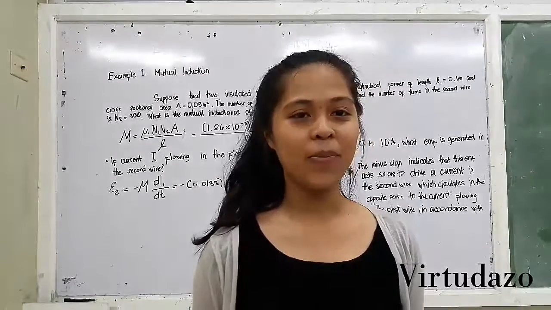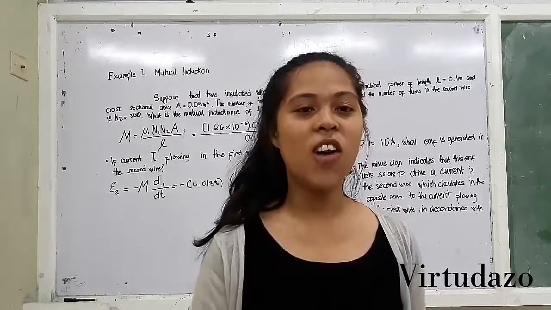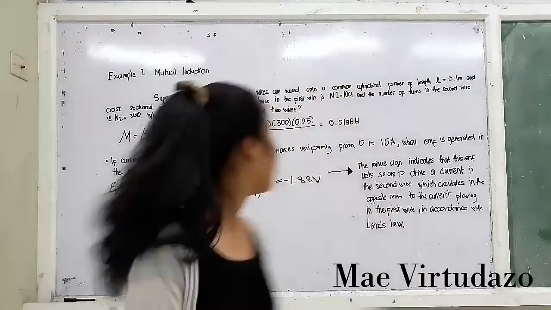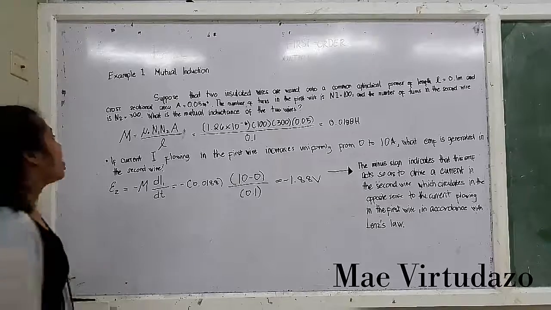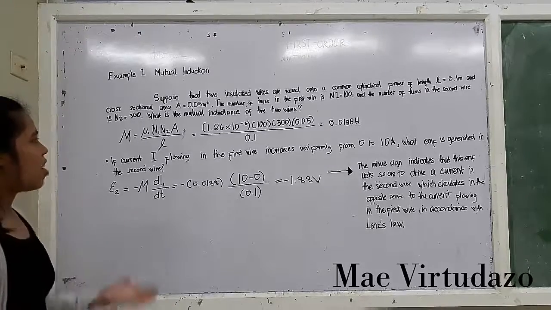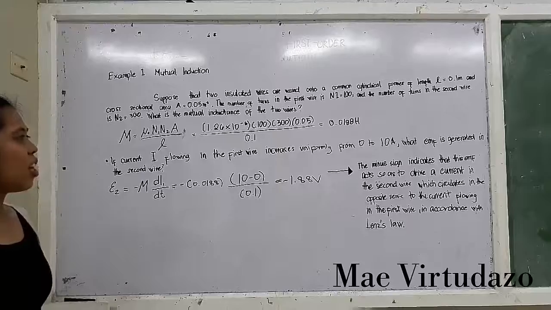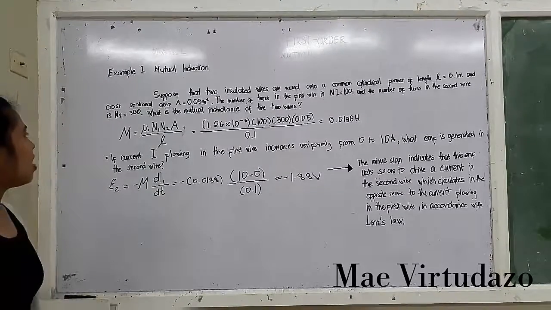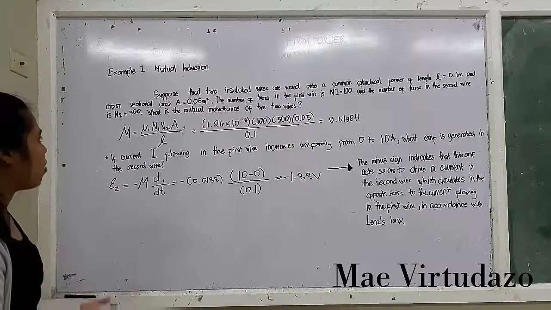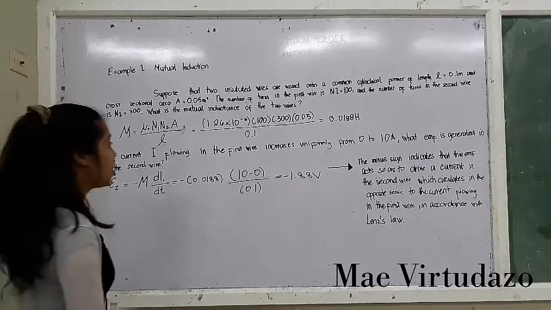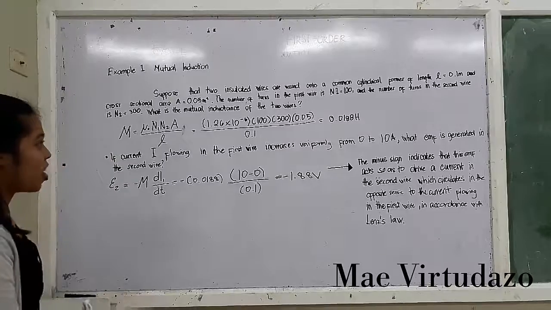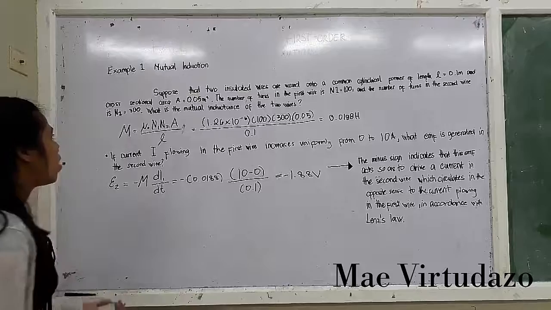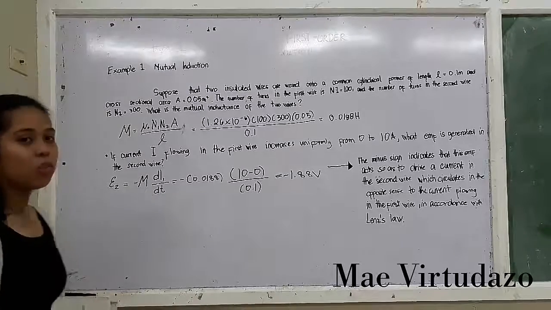Good day, I am Mae Virtudazo and I will give you an example about mutual inductance. So here's the problem. Suppose that two insulated wires are wound onto a common cylindrical former of length 0.1 meter and a cross-sectional area of 0.05 meters squared. The number of turns in the first wire is 100 and the number of turns in the second wire is 300. What is the mutual inductance of the two wires?